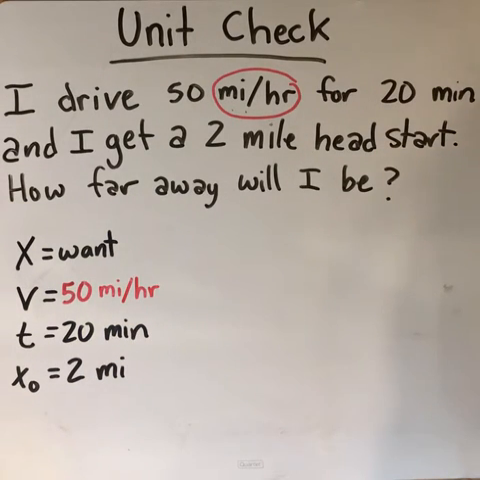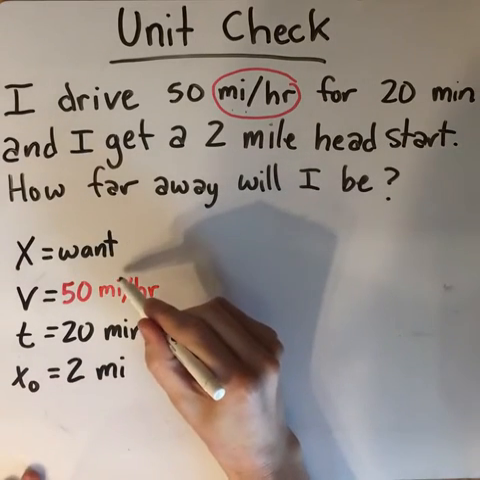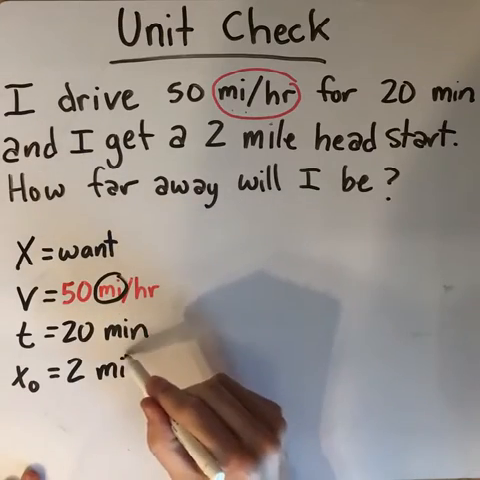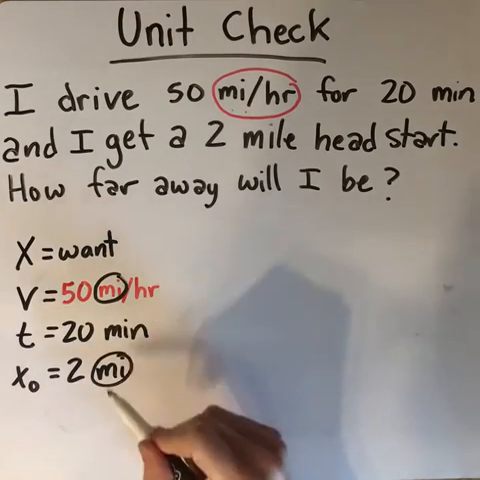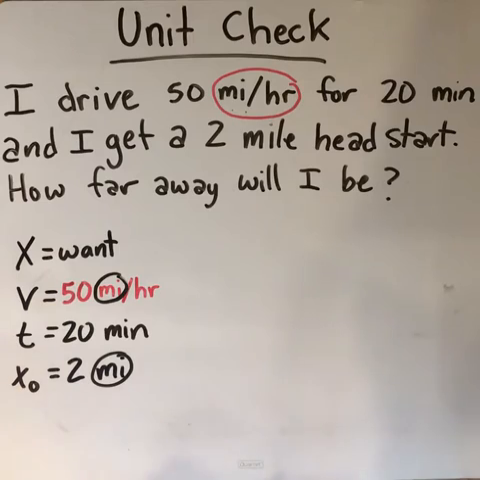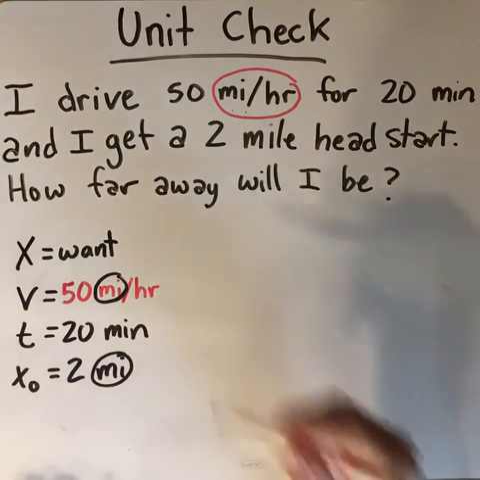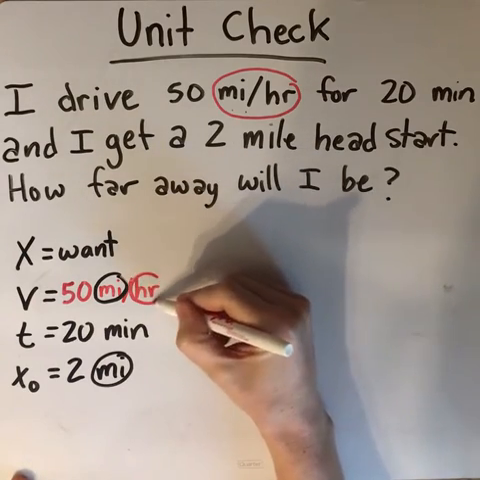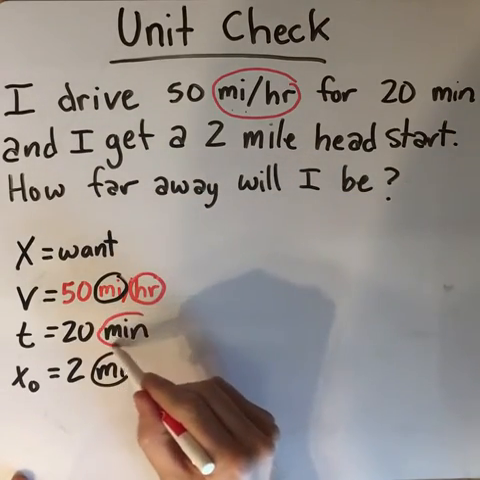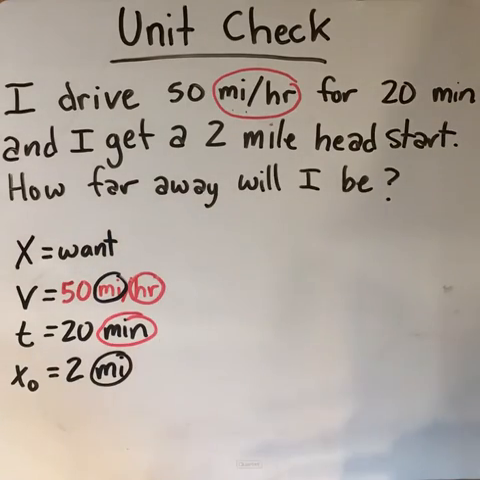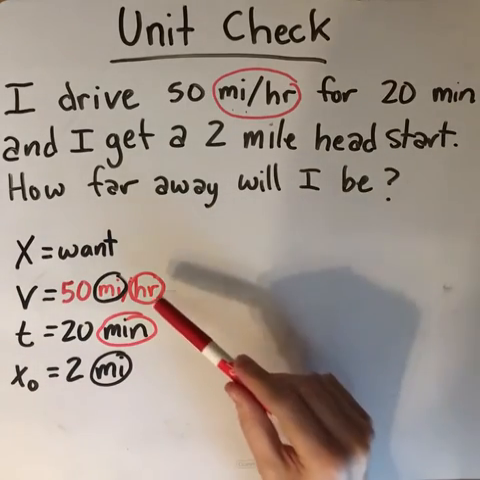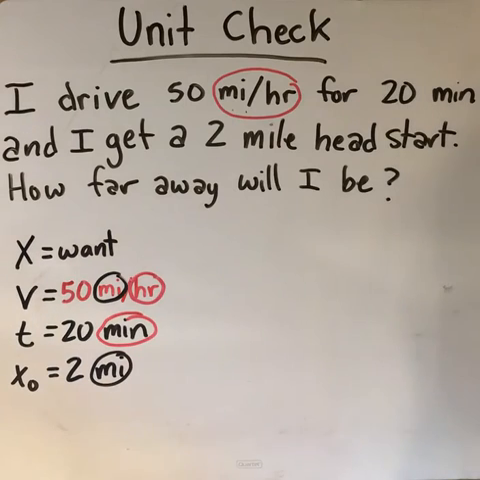Before I start doing any algebra, I need to do a quick unit check. Notice I have miles and miles. That's good. They both measure distance and they are both the same unit. But now we're going to encounter a problem. I have hours and minutes. Those both measure time, but they're not the same unit. They disagree. Before I do any algebra, I need to get these units to match.